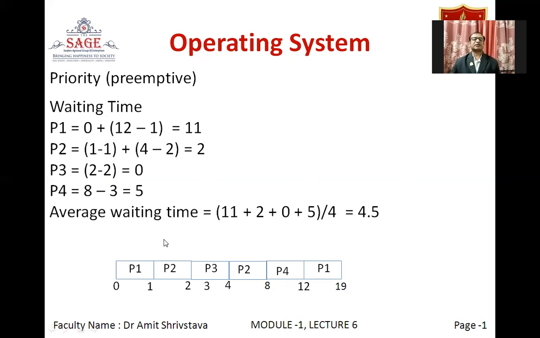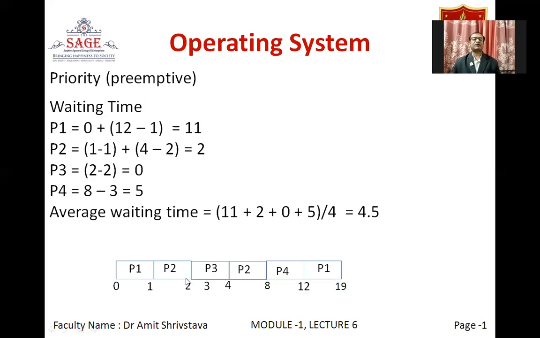Now P2 has arrived after 1 unit time interval, and we have allotted the CPU also after 1 unit time interval. So here the waiting time is 0, 1 minus 1. But after 2 unit time interval, we have taken away the CPU from P2 and then again reallocated the CPU to P2 after 4 unit time interval. So the waiting time will be from 2 to 4. That is 4 minus 2. So the total waiting time is 2.